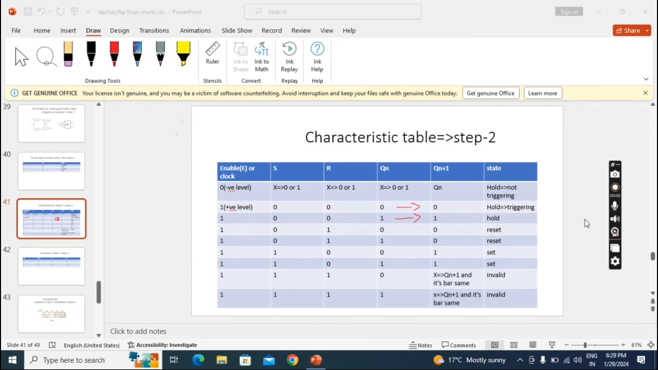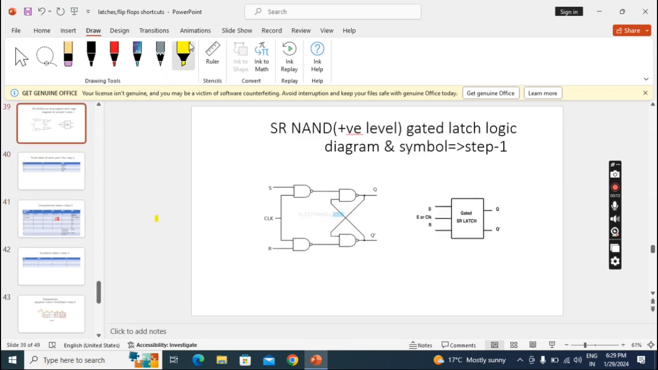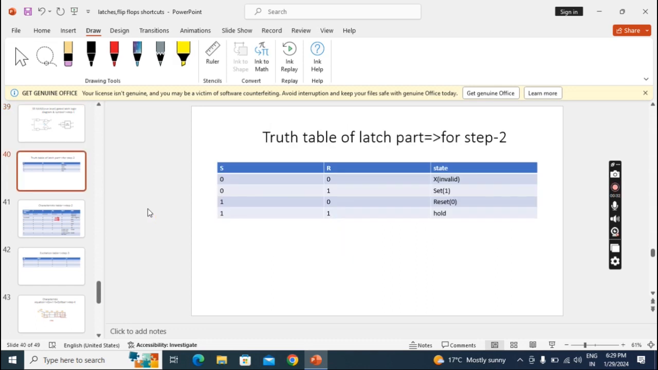Now we'll see the next condition. What happens when we apply S 0 and R 1? We'll go to the diagram and check. So here I am applying 0 and here 1. Clock is 1. So if any one input is 0, it will become 1 here. Here below both are 1, so it will become 0. So it means 1 0 is going. When 1 0 is going, what is the output? See here. Reset. Reset value is 0.